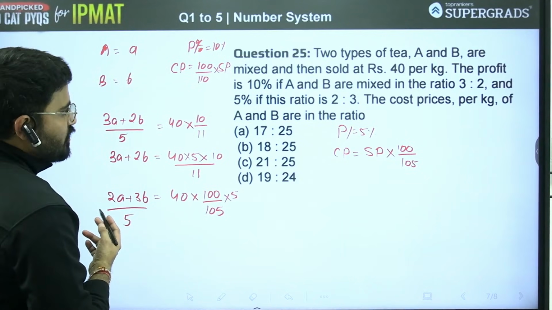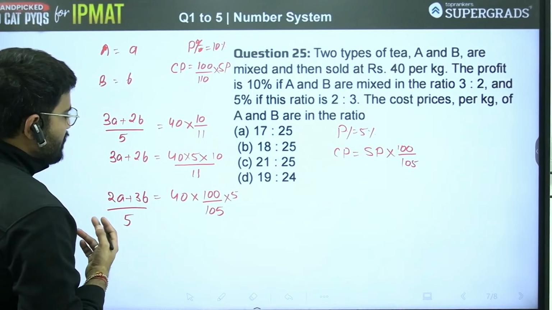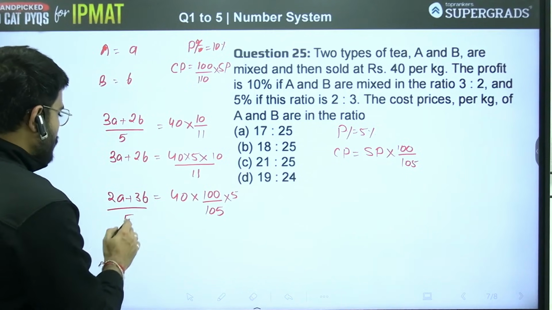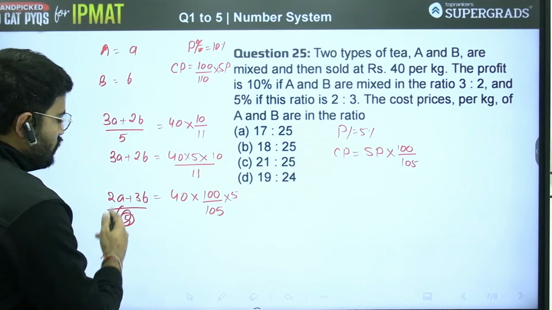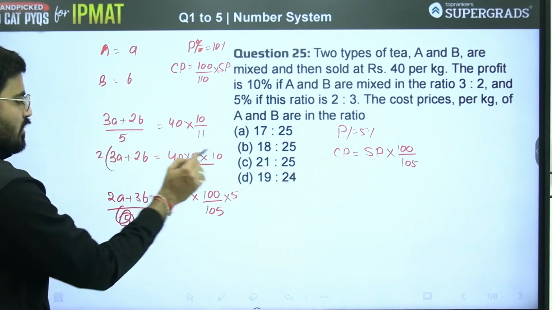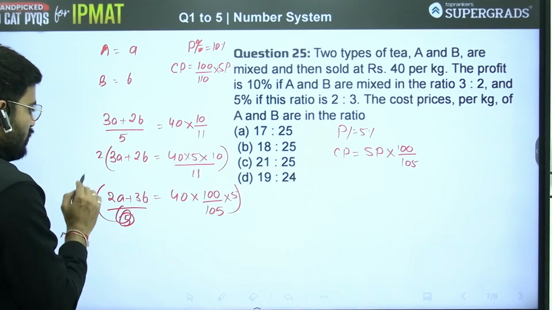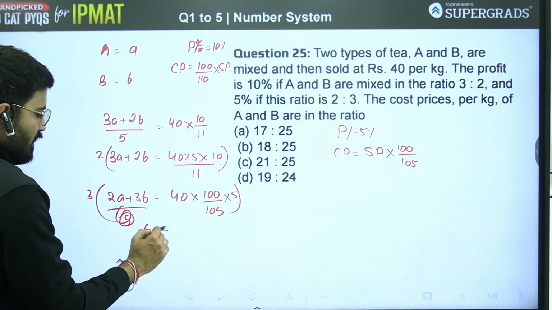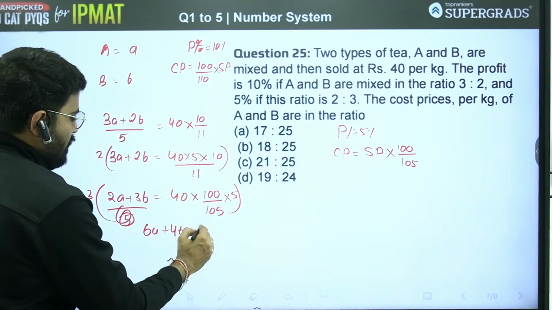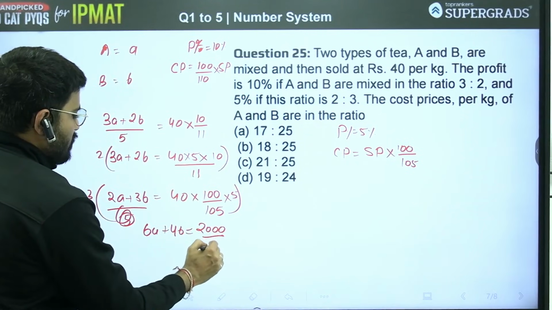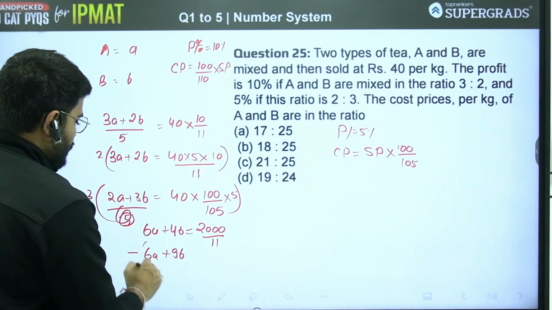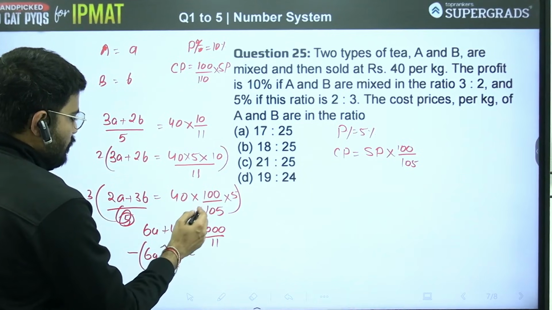The cost price per kg of A and B are, and you need to calculate just the ratios. If you need to calculate just the ratios, then just solve. You will get A and B here. So if you are multiplying this by 2 and this by 3, you will get 6A plus 4B is equal to 40 into 10 is 400, 400 into 5 is 2000 by 11, minus 6A plus 9B is equal to 40 into 5 is 200.